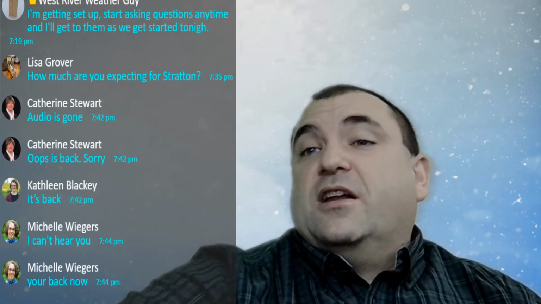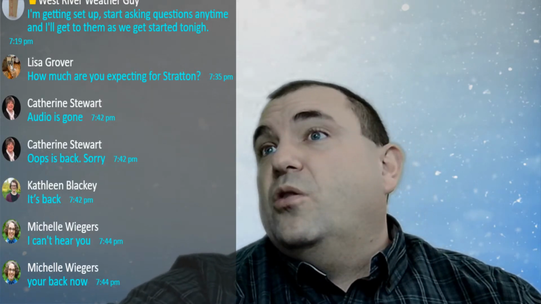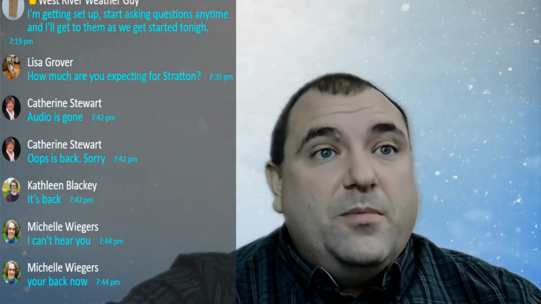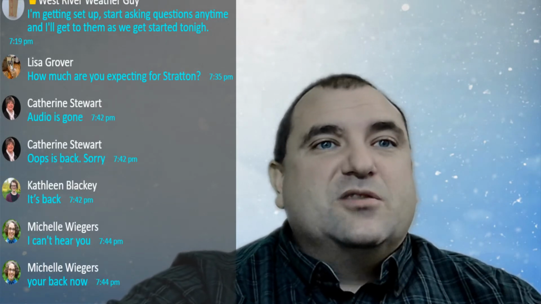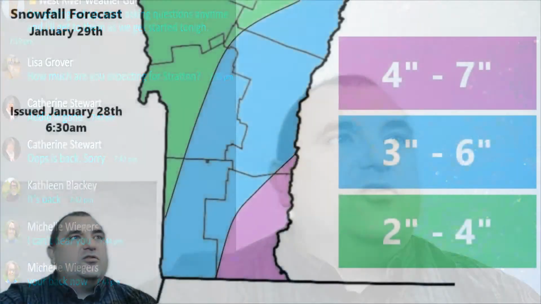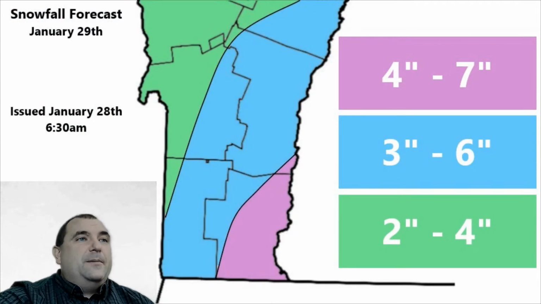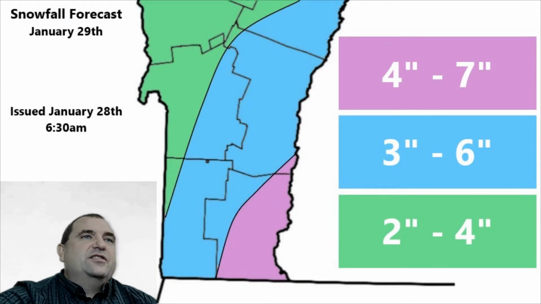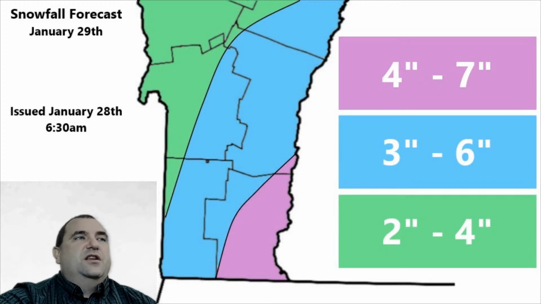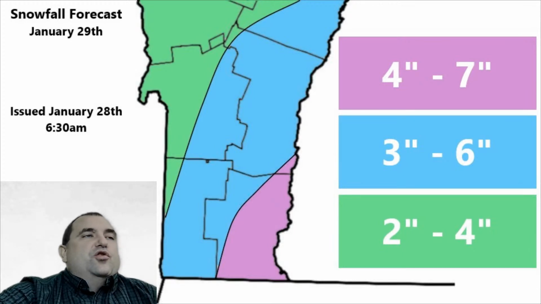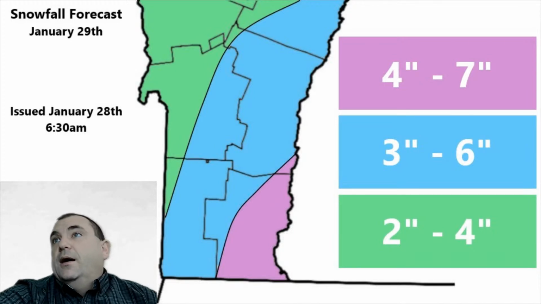Let's take a quick look at a couple other things that I wanted to show. Let's go back to the snowfall map just again in case you missed that earlier. So again, we're looking at 4 to 7 inches, maybe even 8 or 9 if you get far down into the Brattleboro area, across southeastern, basically Windham County. 3 to 6 for most of us, and then just 2 to 4 west and north, and closer to 1 or 2 as you head towards the New York Vermont border.